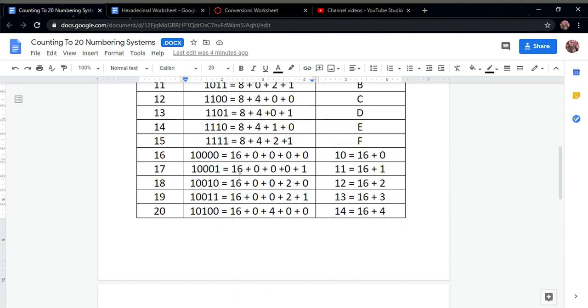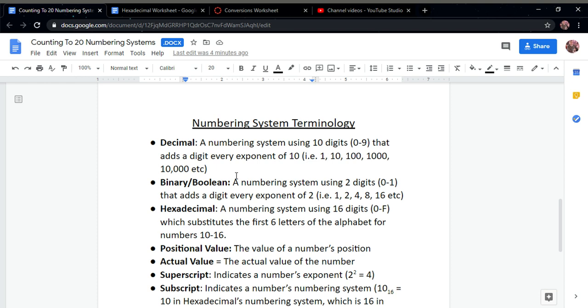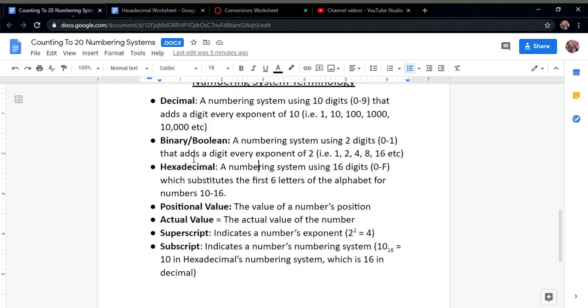So now let's talk about how we convert between them, and let's talk about some terminology. Decimal is the numbering system using 10 digits, adds a digit every exponent of 10. I've already talked about this. Binary adds a digit every exponent of 2. Hexadecimal adds a digit every exponent of 16, and then substitutes the first 6 letters of the alphabet for 10 to 15. And then we have to understand this.